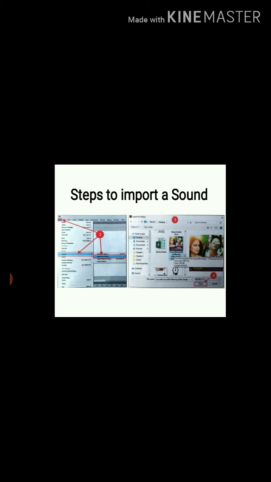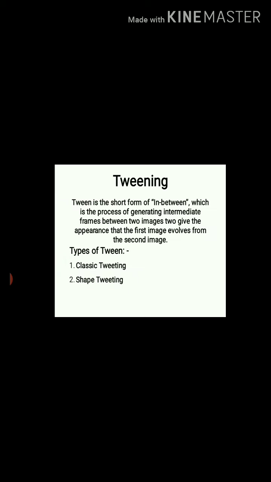Next is tweening. What is tweening? Tweening is a short form of in-between, which is the process of generating intermediate frames between two images to give the appearance that the first image evolves into the second image. There are two types: classic tweening and shape tweening.